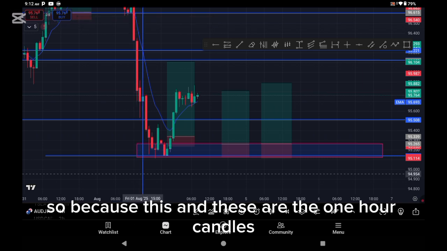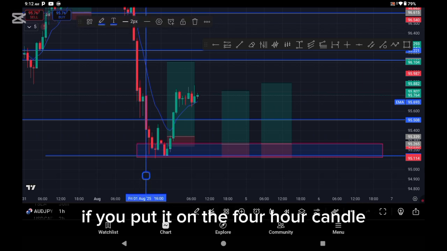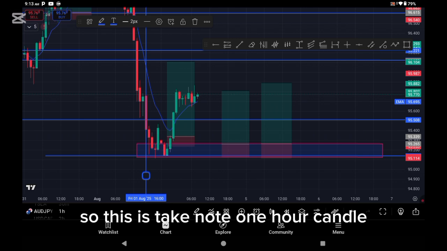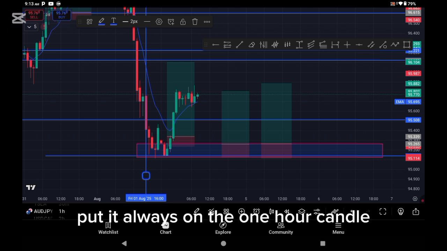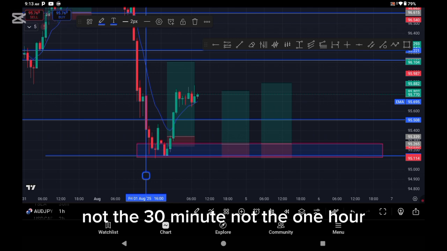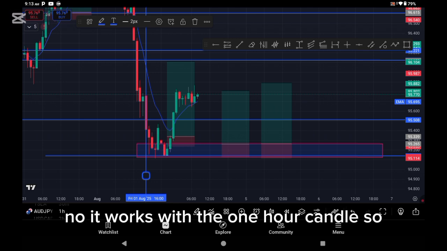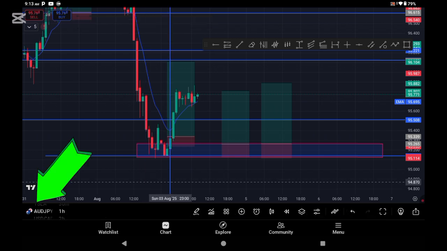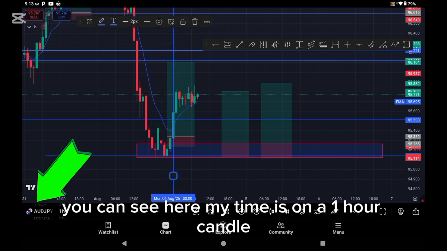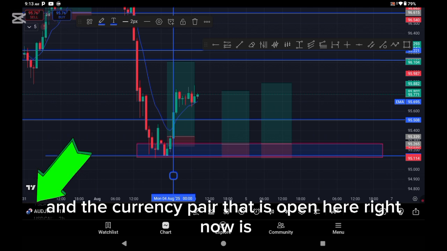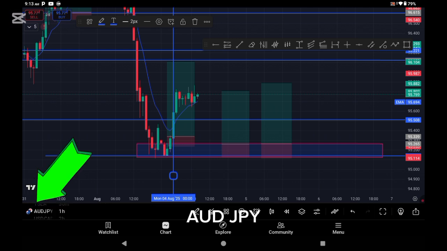These are the 1 hour candles. If you put it on the 4 hour candle, it will show you different things. So take note, it's the 1 hour candle. Put it always on the 1 hour candle, not the 15 minute, not the 30 minute, not the 2 hours, not the 4 hours. It works with the 1 hour candle. You can see here my time is on a 1 hour candle, and the currency pair that is open here right now is AUD JPY.